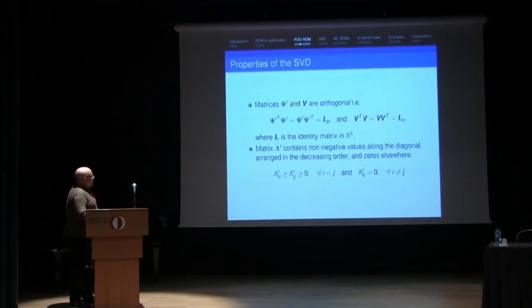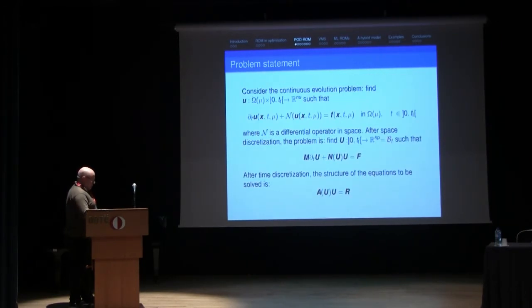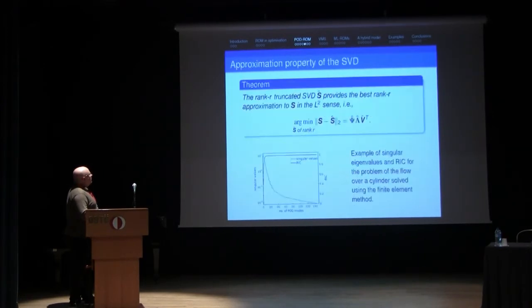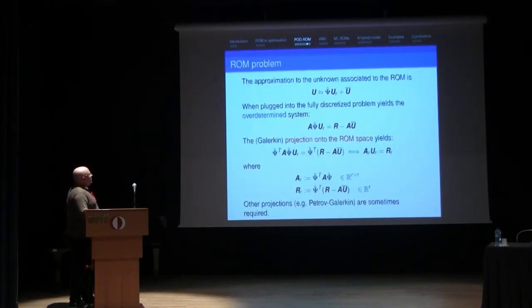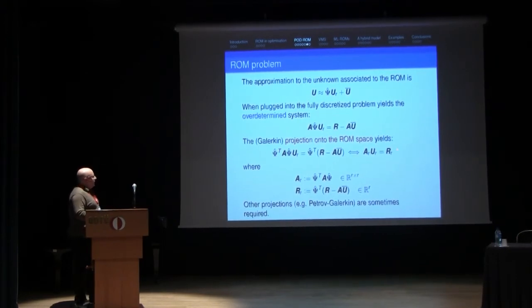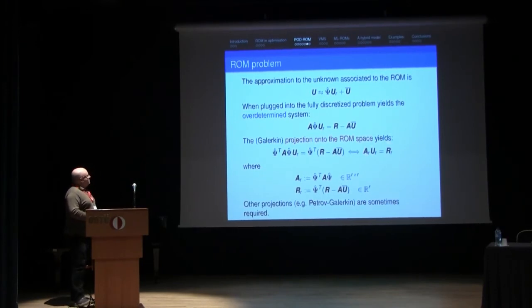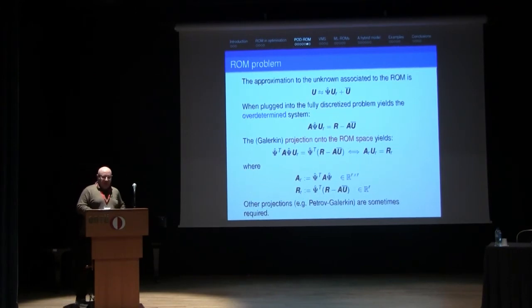Remember that the original system was AU equals R. So we plug this in the original system and we get this equation. Of course, this equation is overdetermined because maybe we have 1,000,000 equations and only 10 degrees of freedom. So what we do to have a determined system is to project that equation into the reduced space. So we multiply by the transpose of the matrix of left eigenvectors, and we have this reduced problem. So that's the problem that we have to solve at the end. Okay? So this is the idea in terms of what the POD-ROM method is.